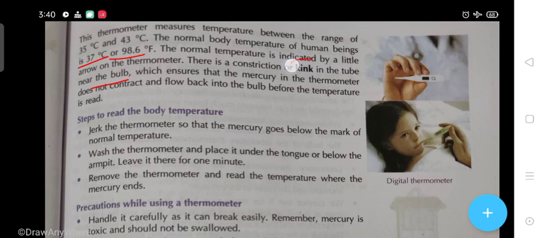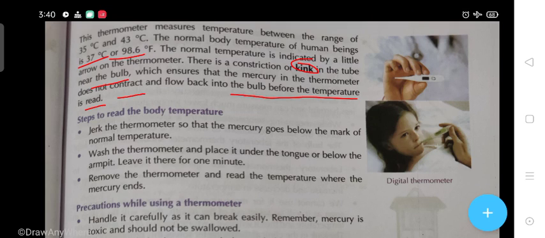Why is that kink used there and why is it formed? Because it ensures that the mercury in the thermometer does not contract and flow back into the bulb before the temperature is read.